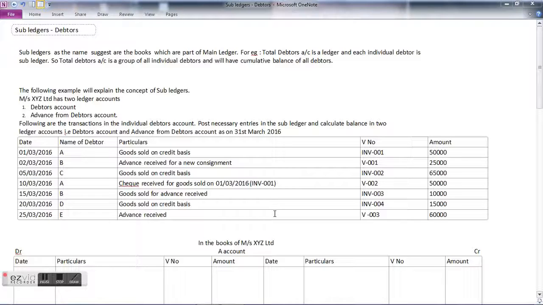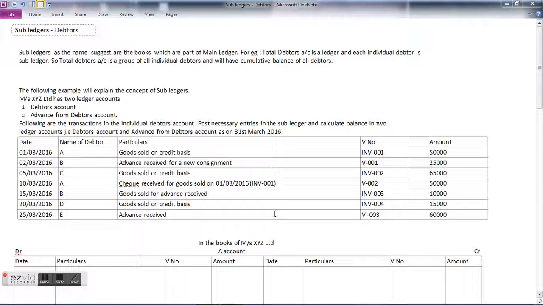Then what we are doing here is preparing a ledger account for each and every debtor. That is a subledger, and the total cumulative effect of each and every subledger is taken into your total debtors account and advance from debtors account.